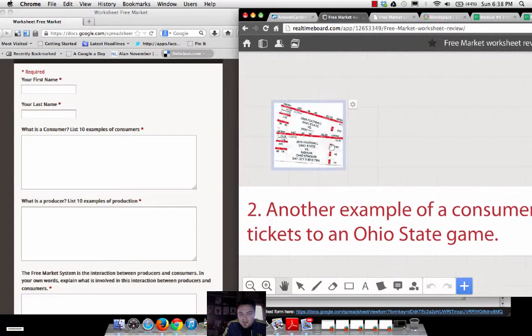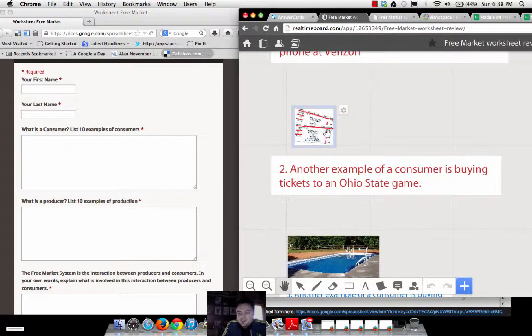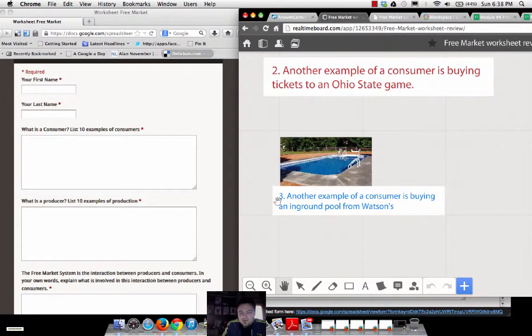Here we have some Ohio State tickets. Another example of a consumer is buying tickets to an Ohio State game. Finally, another example would be a pool: buying an in-ground pool from Watson's. So we've given you 3 examples, and hopefully you can come up with some more on your own.